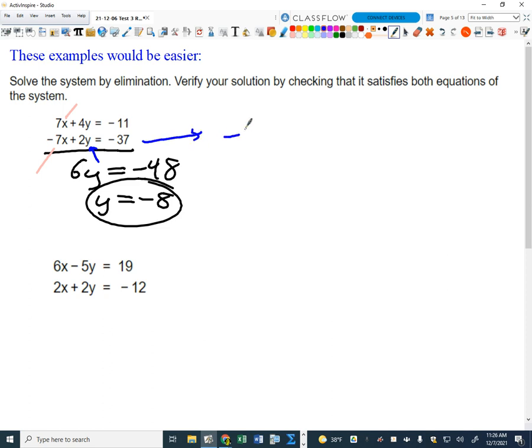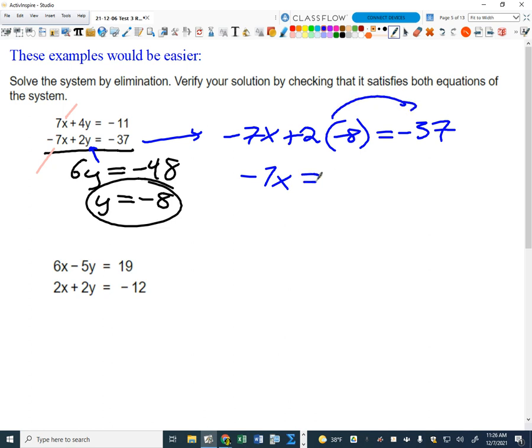So if I plug it in there, I get negative 7x plus 2 times negative 8. I plugged in my value for y equals negative 37. So I get negative 7x. I'm going to have to add 16 to both sides to get rid of that. Everybody agree? Okay. So if we add 16 to that side, I'm going to get negative 21, right? And so what's x then? Jack, what's x? 3. Okay, and we got our ordered pair then, 3, negative 8.